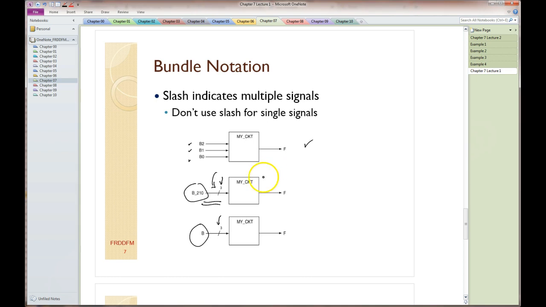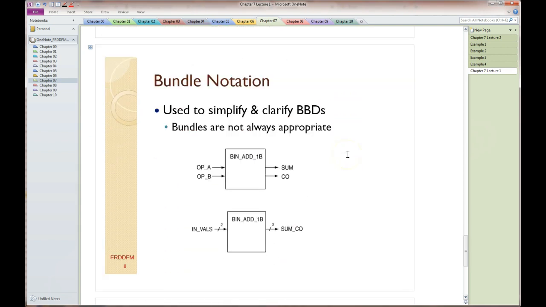So one thing you never do on these things is make a bundle of one signal. Clutters up your diagram. The reason we use bundle notation is to simplify and clarify our black box diagrams. And if we can clarify the black box diagram, oftentimes the timing diagram is much neater, much more readable also, which is why we're talking about it now.